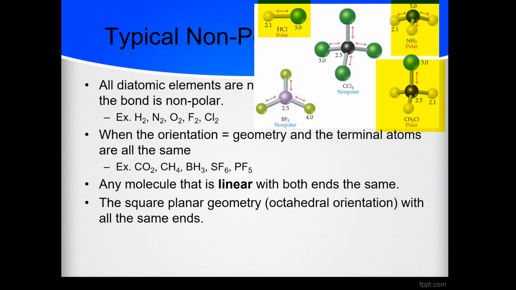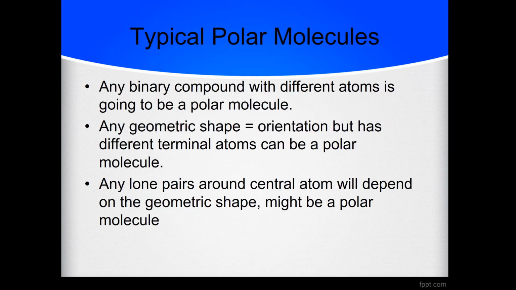If the orientation is not the geometry, though, that means that there's lone pairs. That means there's different ends. We talk about symmetry a little bit. So if we don't see symmetry, then we wind up seeing polar molecules. Other ways to tell polar molecules. If you've got a binary compound with different atoms, it's probably going to be polar. Check the bond polarity first, but it probably is polar.